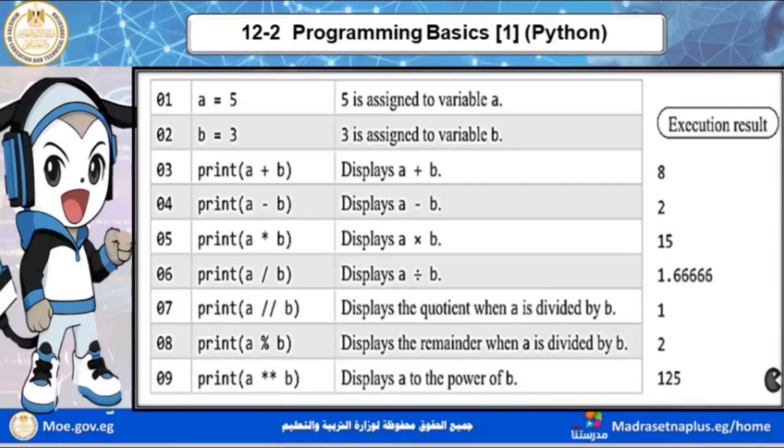And now it's time to display a to the power of b. So we use a, asterisk asterisk b, which means that we want to display 5 power 3, which is equal to 125.